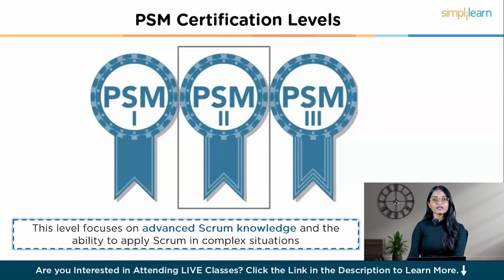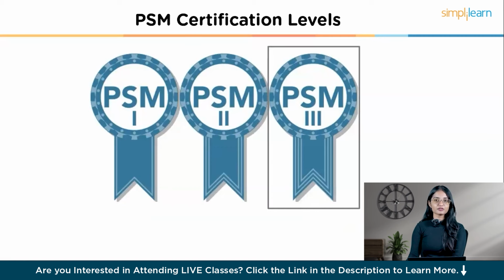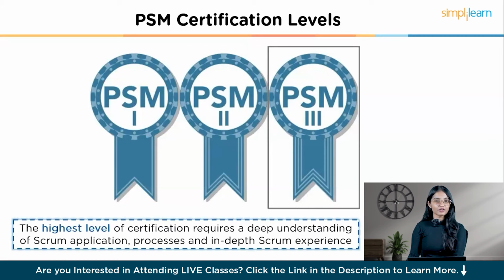PSM 2, which is the intermediate, building upon PSM 1, this level focuses on advanced Scrum knowledge, extensive Scrum experience, and the ability to apply Scrum in complex situations. PSM 3, which is the advanced certification, requires a deep understanding of Scrum application, processes, values, and in-depth Scrum experience, or attendance at the professional Scrum Master training.